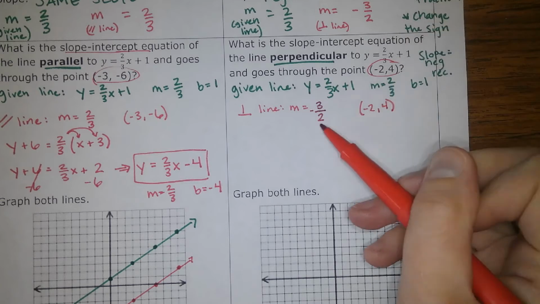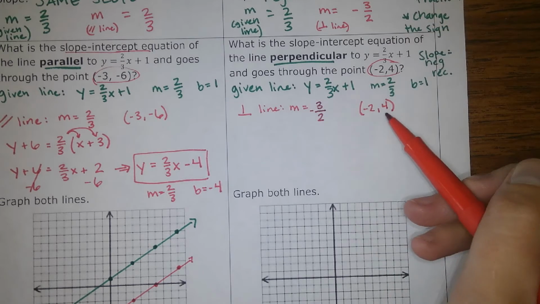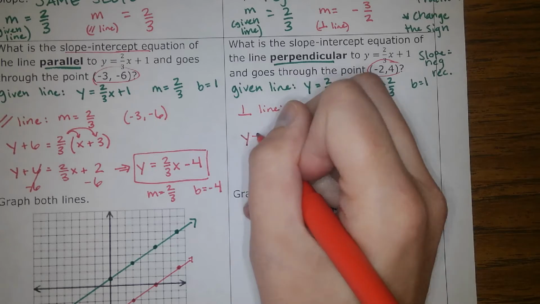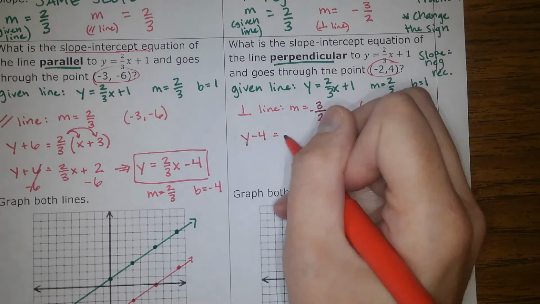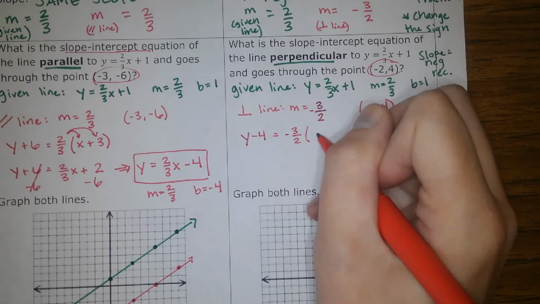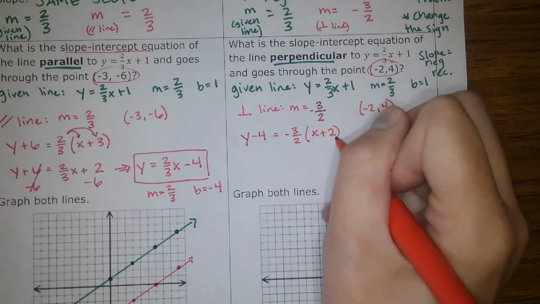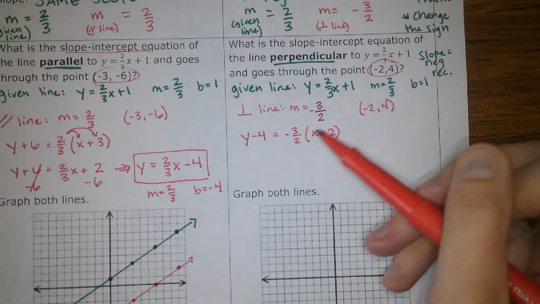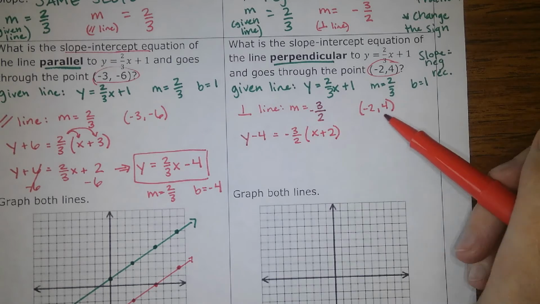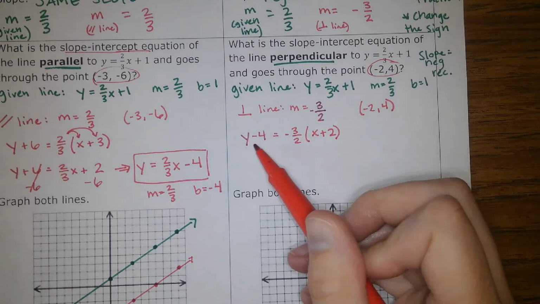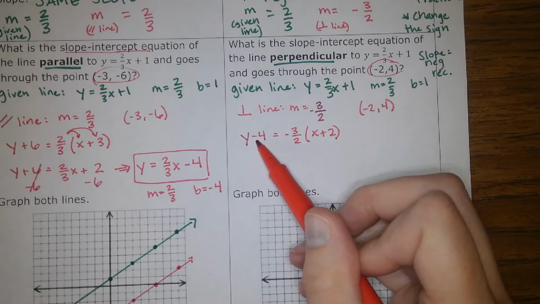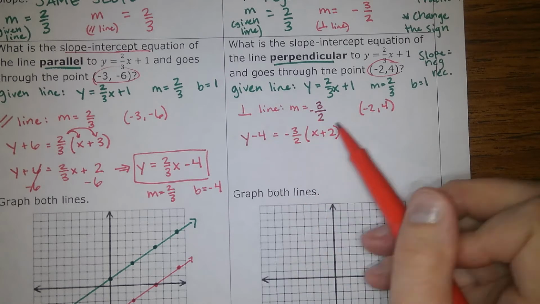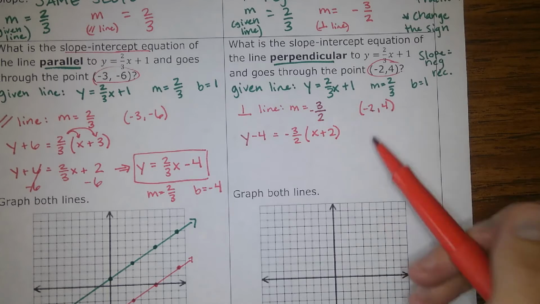So if we have a slope and we have a point, then we can write an equation. So let's go ahead and write this equation. We're going to say y minus 4 equals negative 3 over 2 times x plus 2. Now remember, when we're doing point-slope form, that's the one where it flips the sign. Because it was positive 4, it became y minus 4, and then our slope stayed the same, the negative 3/2, and then it was x plus 2 because it was a negative 2.